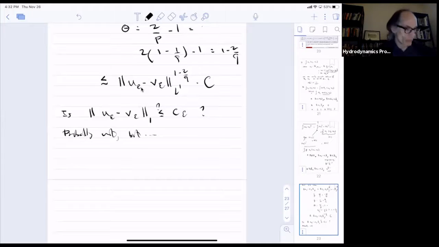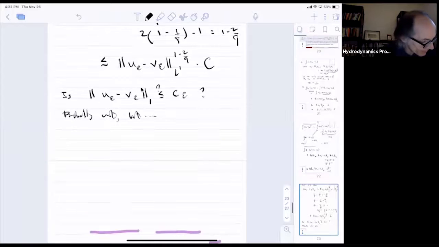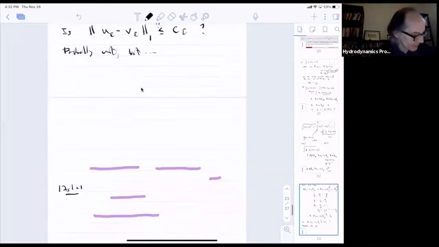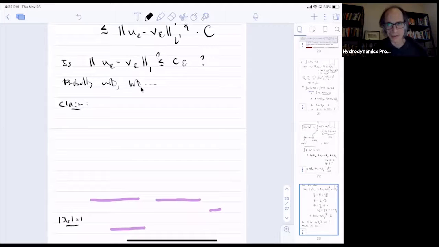But so here's what we know. The claim is that a weaker norm is indeed bounded. So the claim is... I'm sorry, I'm not giving all the details. I'm going to mention stuff you may not know about, and if there's time later, I can fill in.